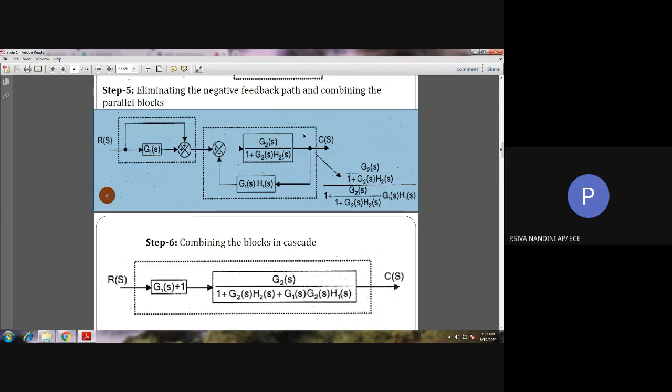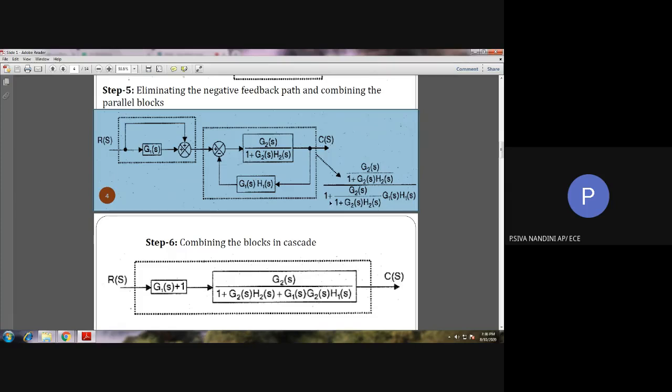Next, on the right side, we have a negative feedback loop. So we can solve this negative feedback loop. What is the formula for a negative feedback loop? G by 1 plus GH. So instead of G, we have this term, and instead of H, we have this term. Here, the substitution is shown: G2 of S by 1 plus G2S H2S, divided by 1 plus G2S by 1 plus G2S H2 of S, into G1S H1 of S.